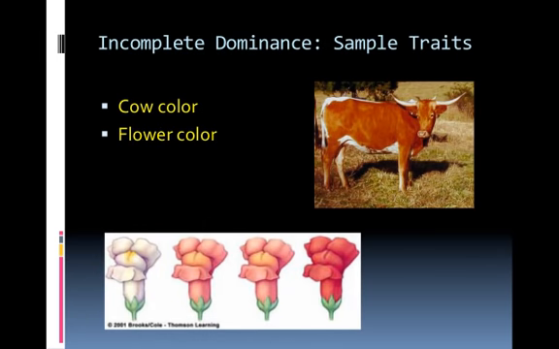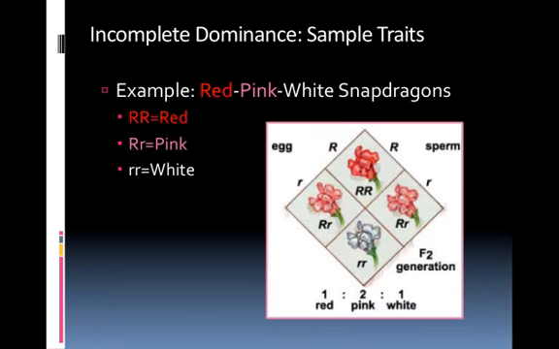A couple of examples that come up again and again with incomplete dominance are cow color and flower color. So let's start with the flower color. A common flower in gardens is the snapdragon, and in this case they have 3 different shades of color. One is red, one is pink, and one is white. The genotypes of each of these are different. So big R, little r is not red as it would be in complete dominance, and that's a big difference for you to sort out.